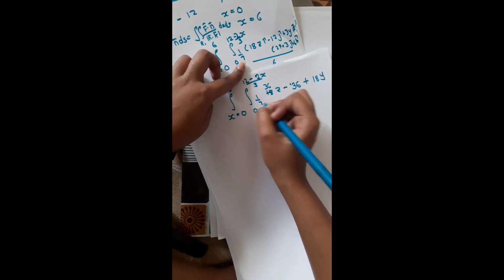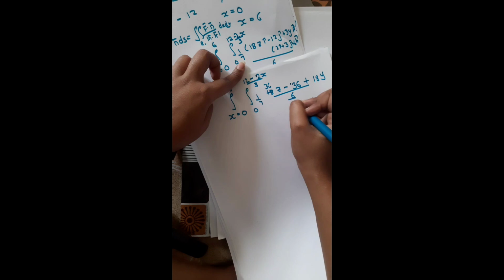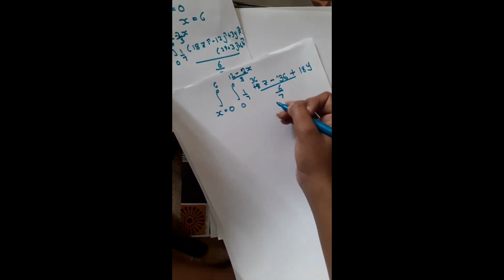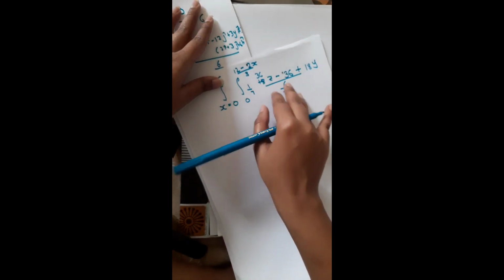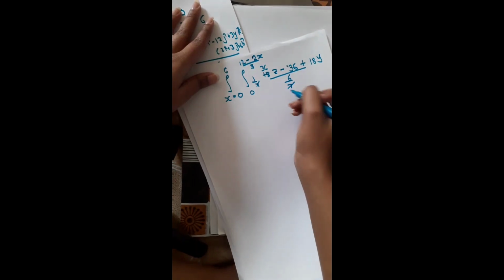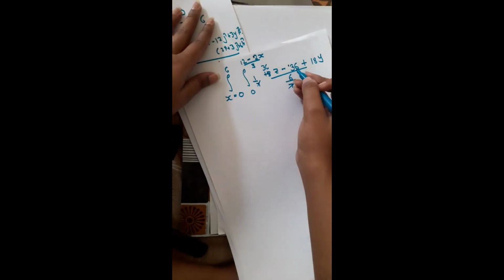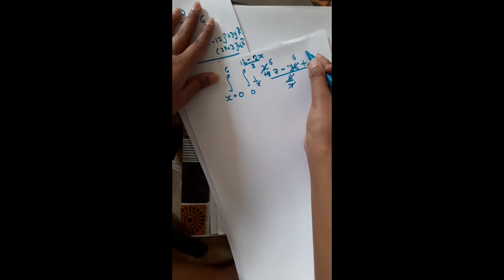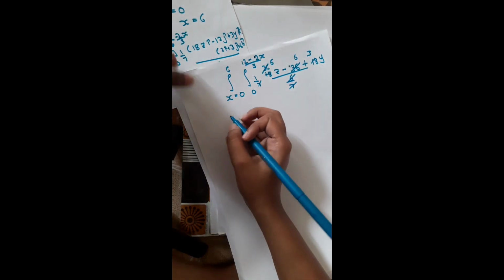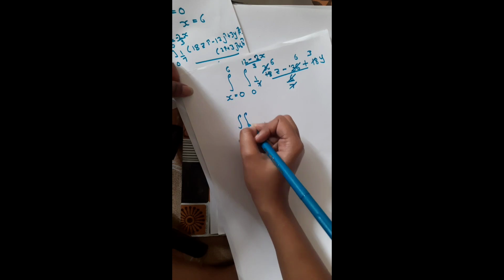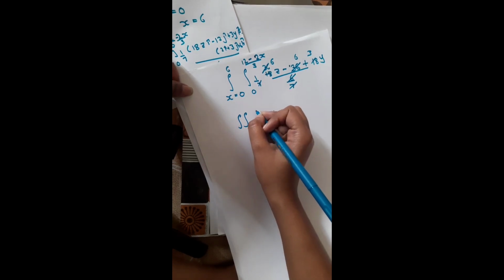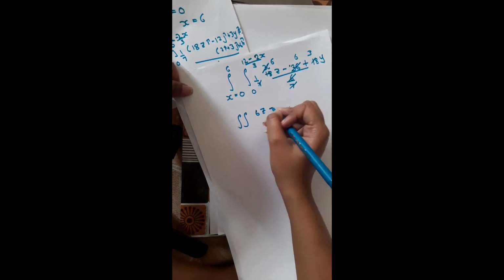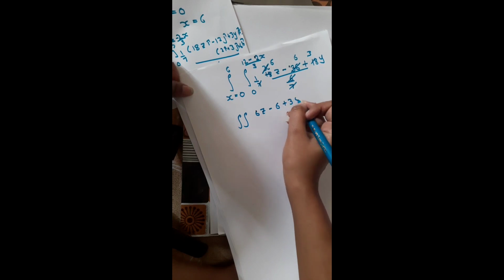1 by 7 is already there, and over here 6 by 7. So after cancellation we'll get only 1 by 6 over here. Okay, and we can cancel 6 from over here also. 6 6 are 6, 6 3 are. So on simplifying we get integration 6z minus 6 plus 3y.